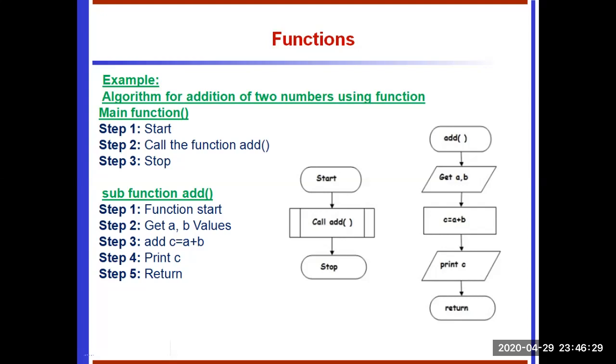This is the way we write the algorithm. The flowchart is also like that. The main function has only 3 steps: start, then function call, and then stop. The sub function also has a function call, gets the values, adds the values, displays the values, and returns control to the main function. The return statement is optional, so our interpreter automatically returns to the main function. So this is the way we write the algorithm and flowchart using functions.